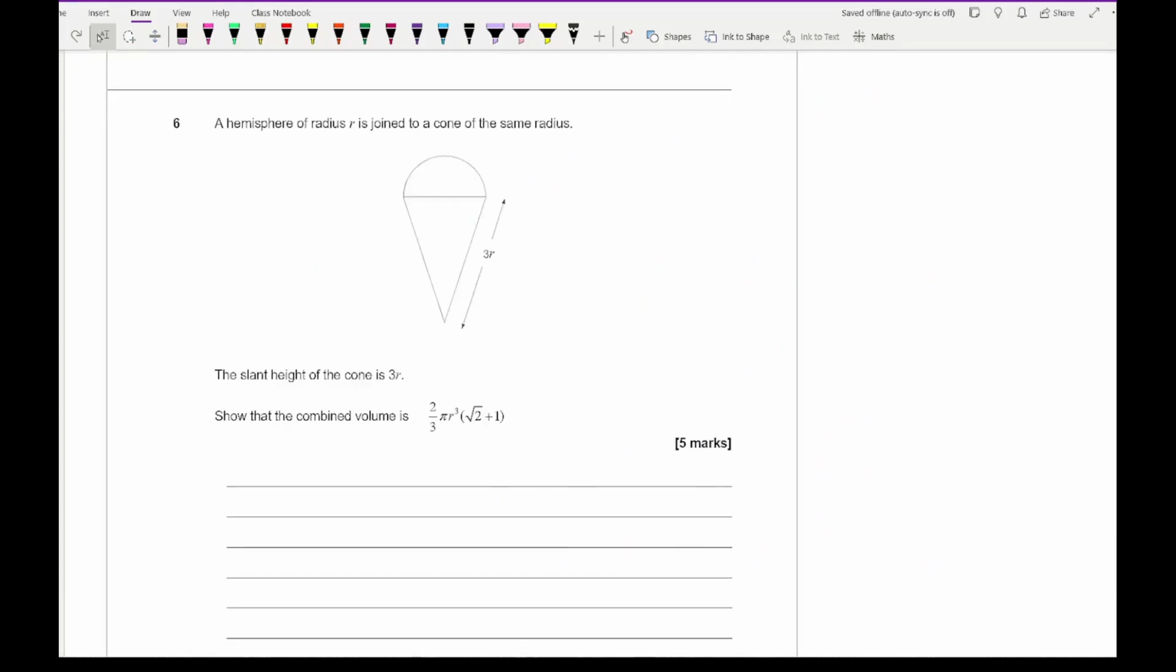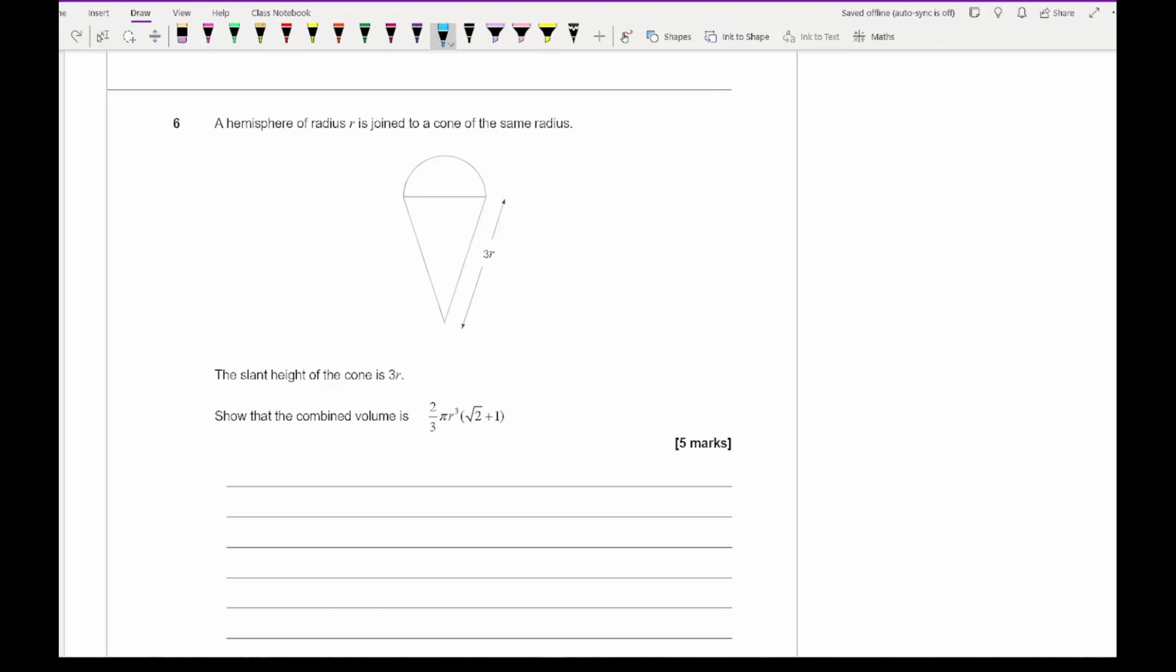So moving on to question 6, it says that a hemisphere of radius r is joined to a cone with the same radius. The slant height of the cone is 3r. Show that the combined volume is 2/3 pi r cubed, all multiplied by root 2 plus 1. So for this, let's have a look at what we need to do.